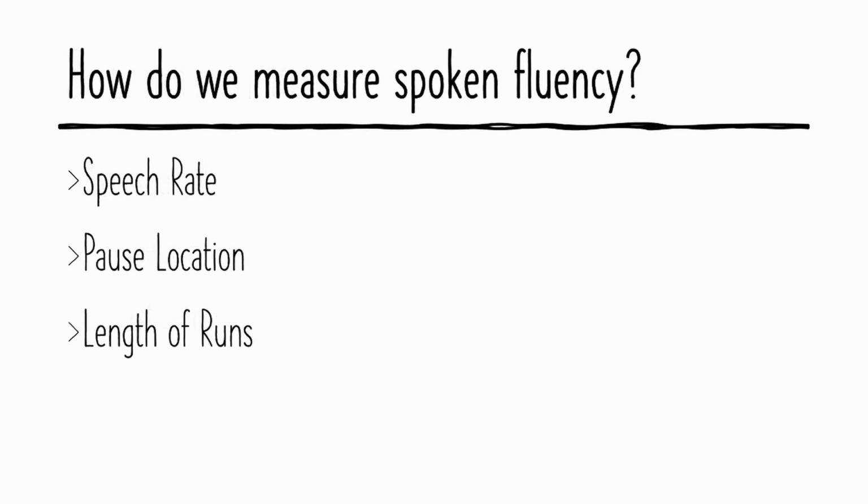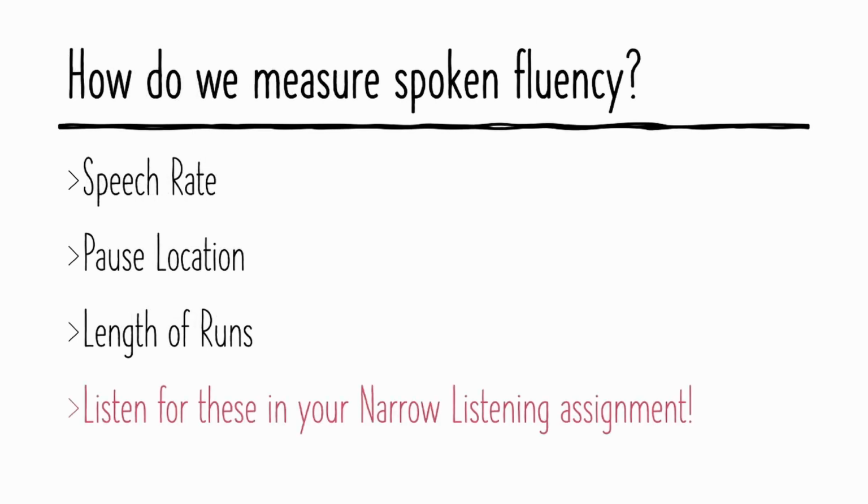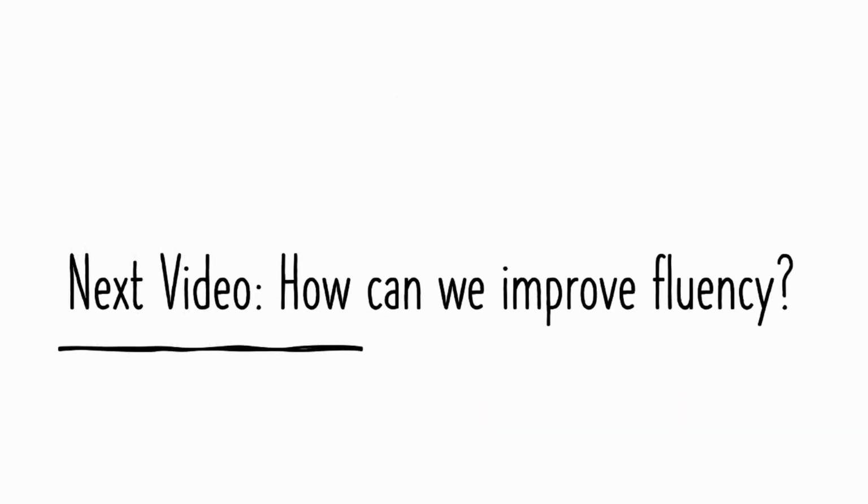So these are the 3 most important measures that affect spoken fluency: speech rate, pause location, and length of runs. Now, I want you to listen for these in your narrow listening assignment. Especially, pay attention to the location of the speaker's pauses, and notice how much they say between pauses. In the next video, I'll talk about how we can improve spoken fluency, and I'll outline my own approach to teaching spoken fluency based on my research and the research of others.